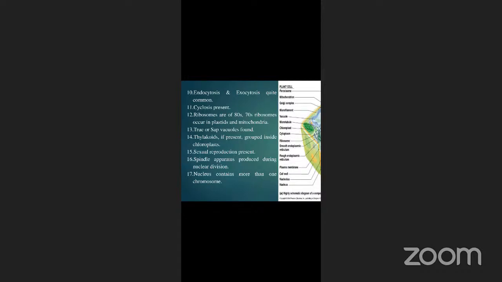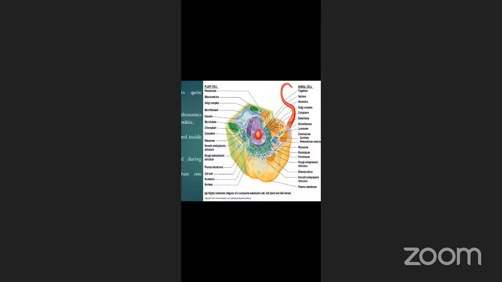Sap vacuoles are present in plants. Thylakoids are present in the chloroplast in plants. When sexual reproduction is present, a spindle apparatus is formed during nuclear division, and the nucleus contains more than one chromosome. As you know, a simple example is human beings, we have 46 chromosomes. So these are the various components of the eukaryotic cell.